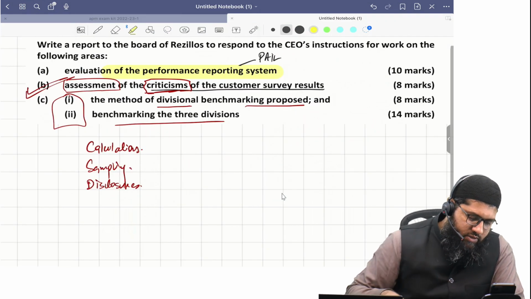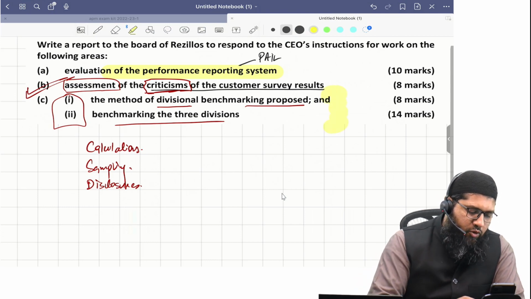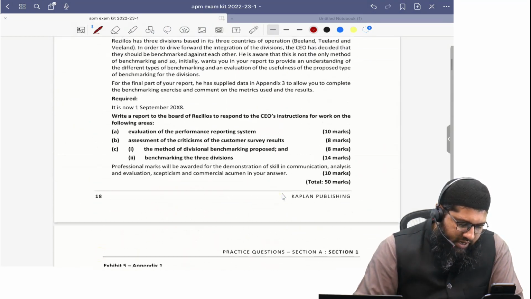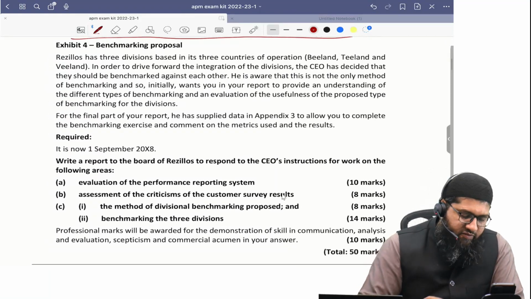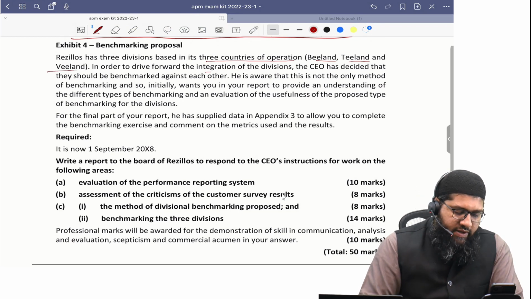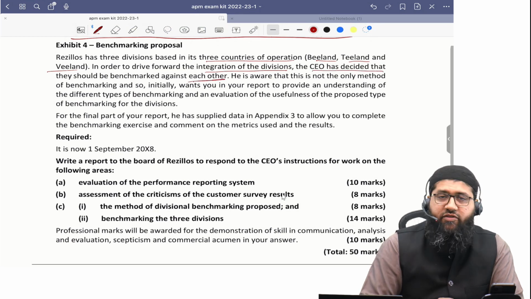Okay, let's move on and discuss. Then it says the method of divisional benchmarking proposed and benchmarking the 3 divisions. So here what is actually happening is that Rezelos has 3 divisions based in its 3 countries of operations, B-land, T-land and V-land. In order to drive the business forward, the integration of the division CEOs decided that they should be benchmarked against each other.